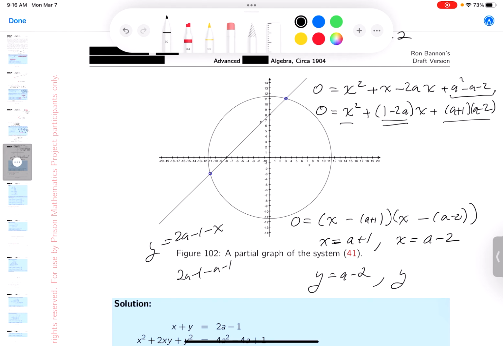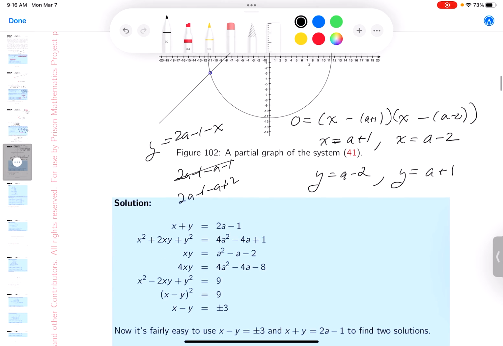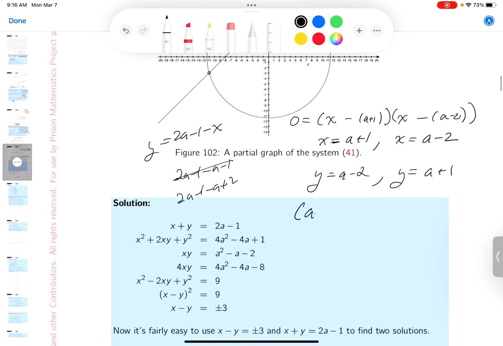All right, let's do this one. y. Well, I'm going to plug it in again. So it's 2a minus 1 minus a plus 2, which is going to be a plus 1. So we get 2 points. a plus 1, a minus 2. The other point is a minus 2, a plus 1.